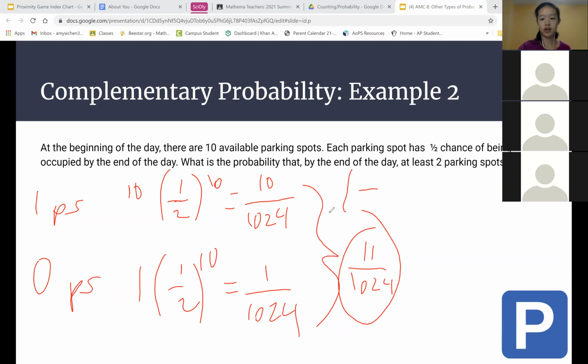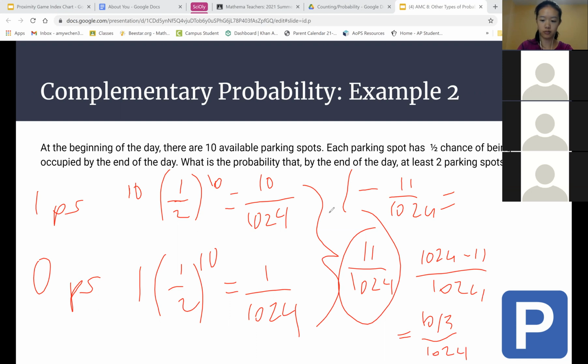So 1 minus 11 over 1024, that's just, if you change the common denominator, 1024 minus 11 over 1024. So the total probability would be 1013 over 1024. That is the chance that there are at least 2 parking spots open by the end of the day.